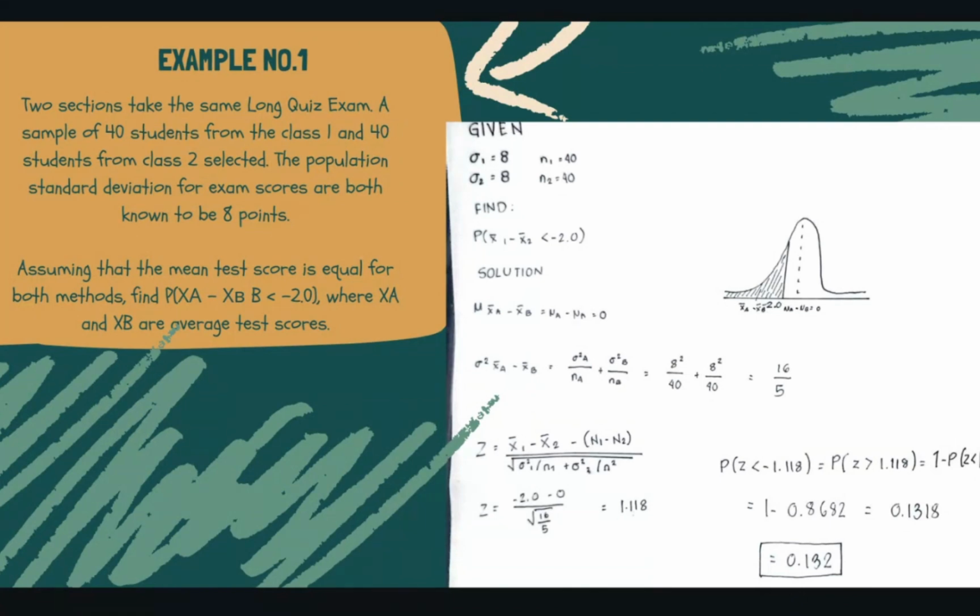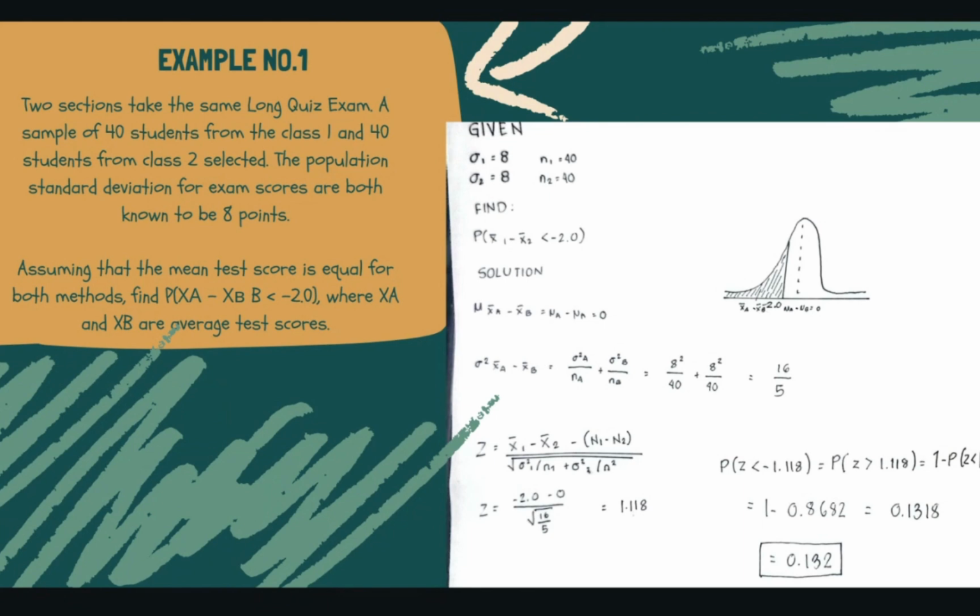Example number 1. Two sections take the same long quiz exam. A sample of 40 students from class 1 and 40 students from class 2 are selected. The population standard deviations for exam scores are both known to be 8 points. Given n1 is equal to 40 and n2 is equal to 40, standard deviation 1 is equal to 8 and standard deviation 2 is equal to 8. Mean 1 minus mean 2 is equal to 0.